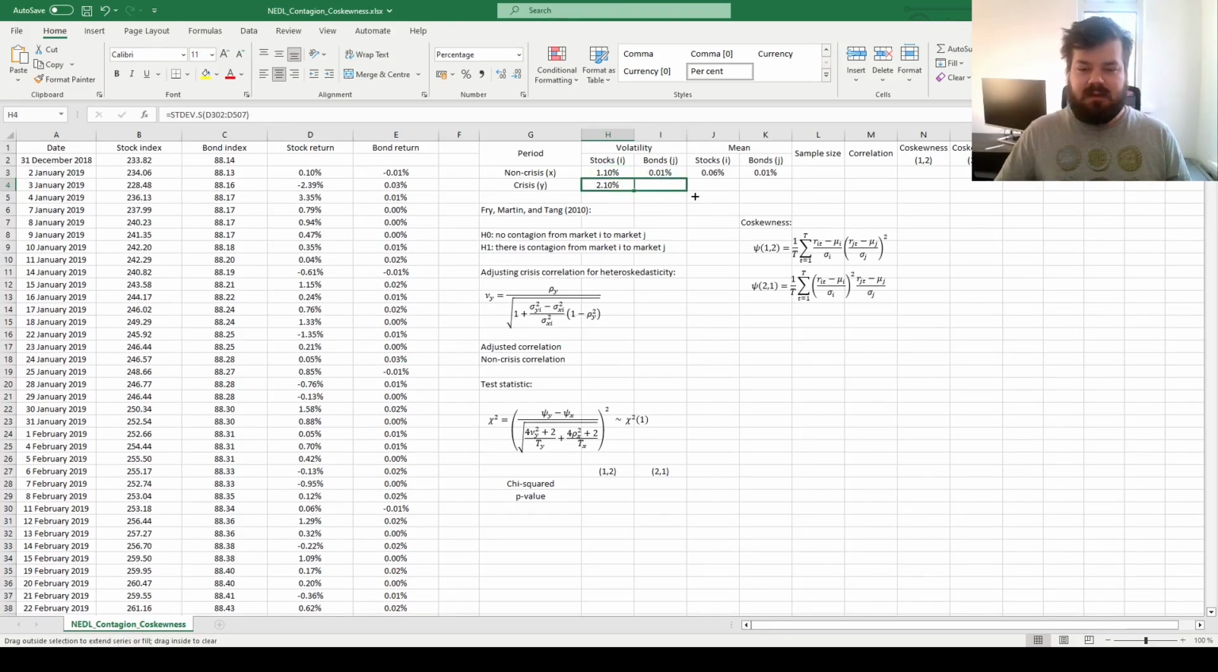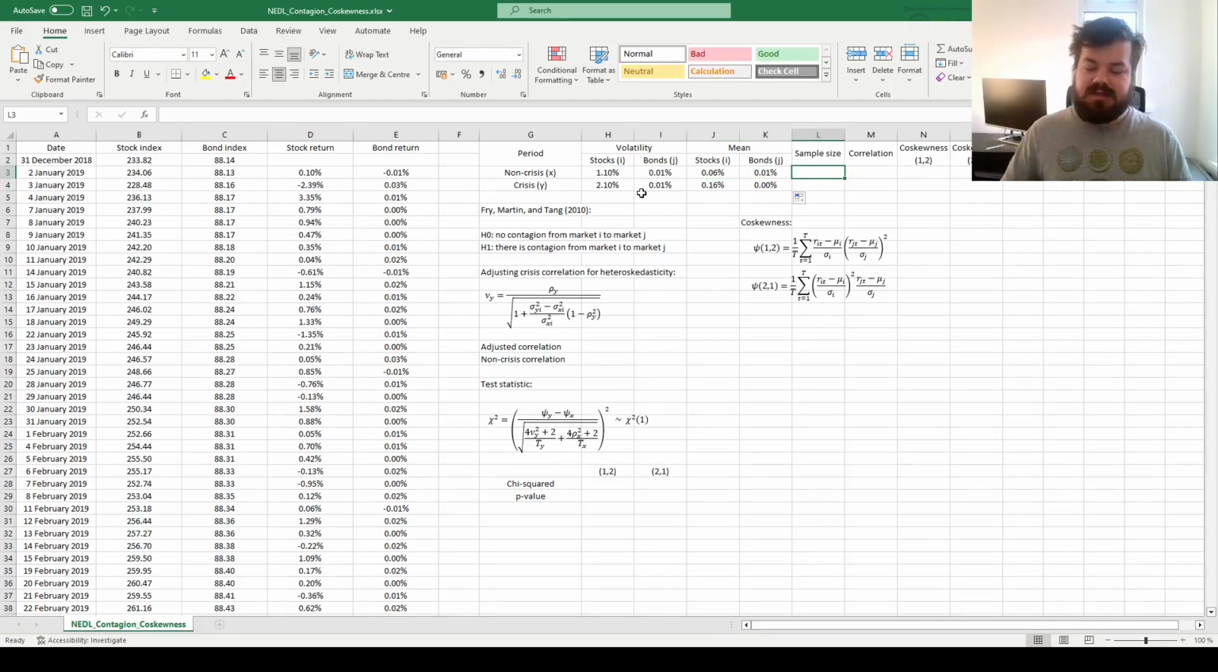Here again, we can drag quite efficiently. And for the mean, we can change the function to the average and calculate it throughout. Finally, we can calculate the sample size and the correlations. Correlations do not go directly into the test statistics. We don't care about how correlations change here necessarily, but as proven by Fry, Martin, and Tang, correlations are important in estimating the standard error of our test statistics, so we need to calculate them regardless.